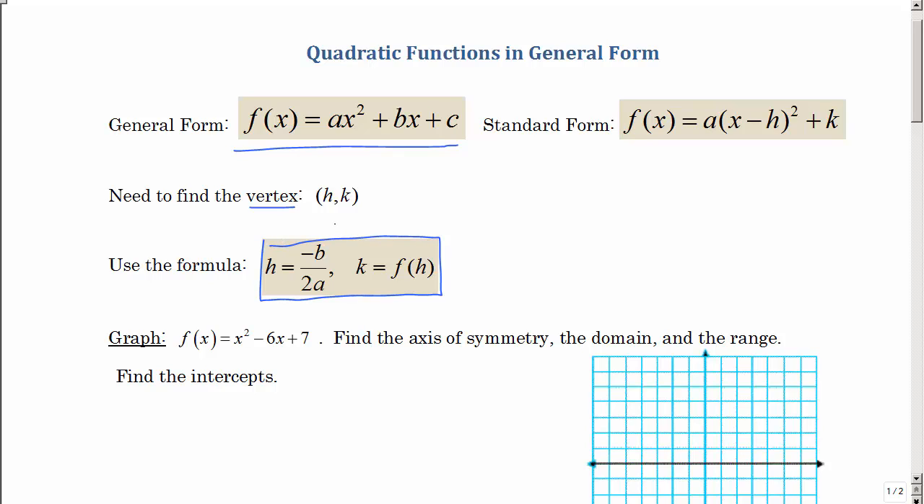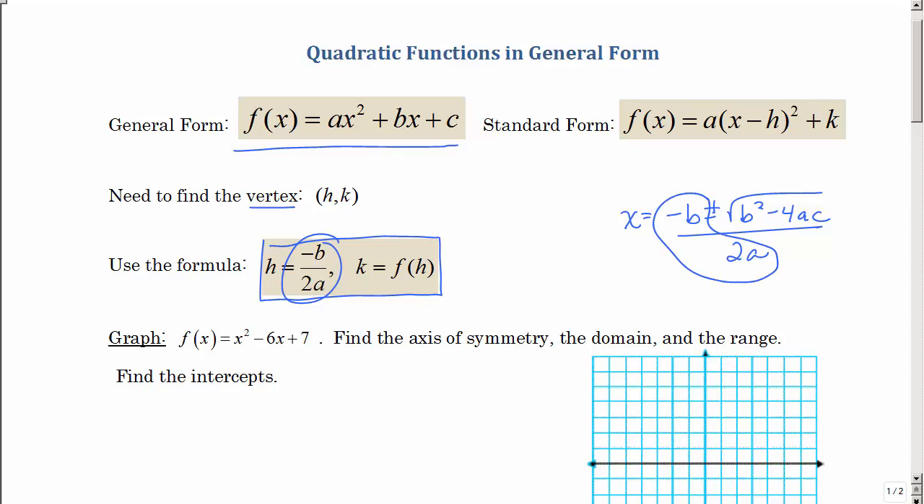h is going to be negative b over 2a. That should be somewhat familiar. Remember the quadratic formula looks like this? Well, if you notice, this part is this part. That's what we're doing. And then we're going to take that answer and plug it in and get k.